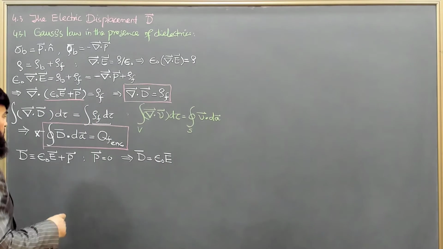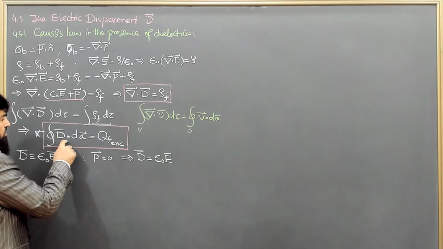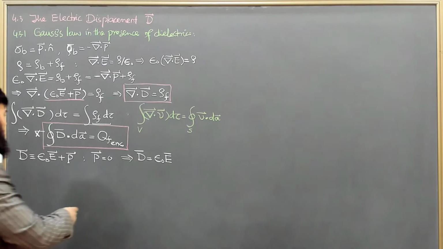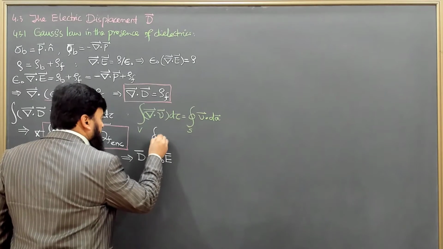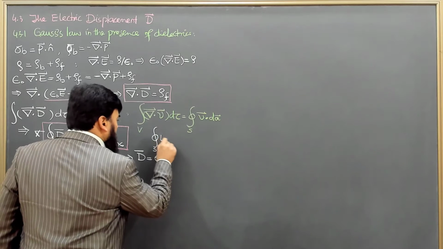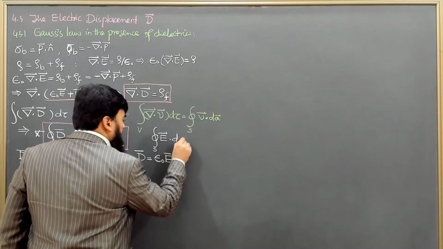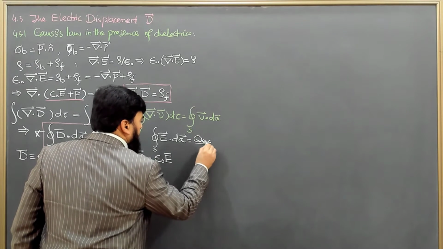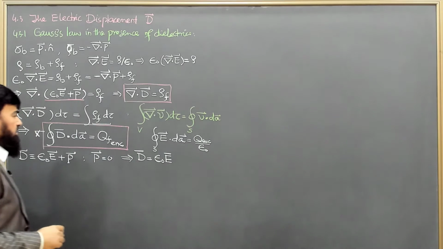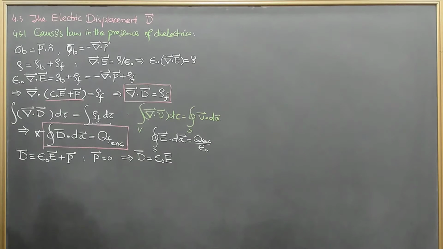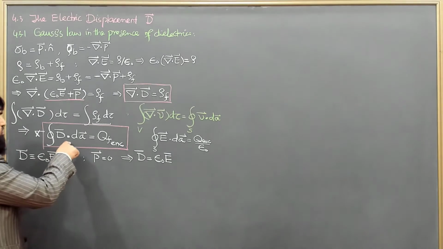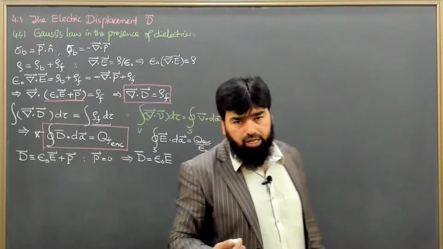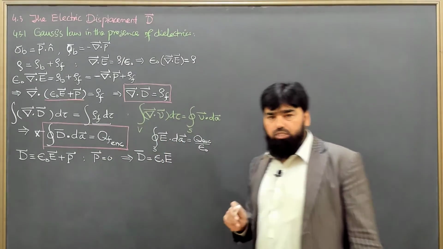Like we wrote Gauss's law for D, we have also written Gauss's law for E: the closed surface integral of E dot dA is equal to Q enclosed over epsilon naught. This we have written for E. If there is symmetry, we can apply Gauss's law for free charges as well.